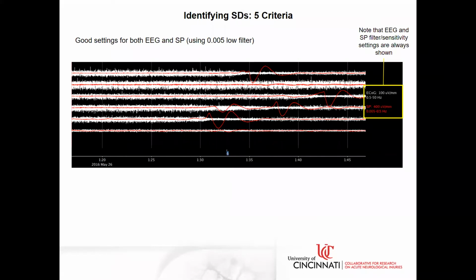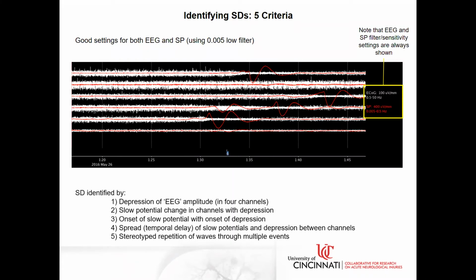So once we have the display set up correctly, we can then start to look for spreading depolarizations. And there are basically 5 criteria for recognizing them. And those are as follows, as illustrated in the traces shown. The first is that there should be depression of the EEG or high frequency amplitude. Here we're using EEG as synonymous with higher frequency activity. Again, 0.5 hertz or greater.